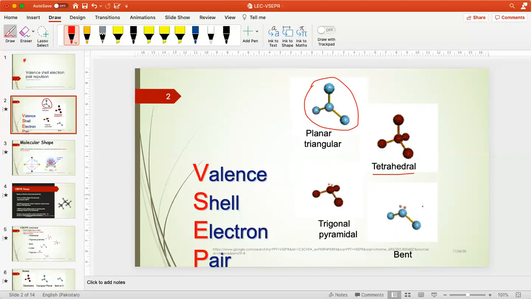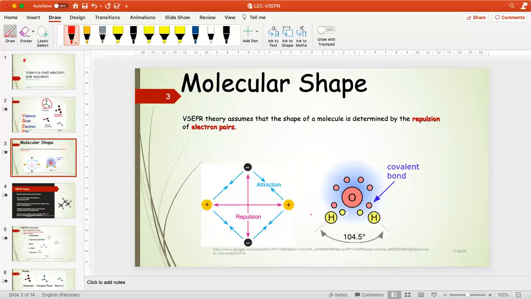Now again we come over here, you see that there are total 3 attachments to the center. 2 are these, and 1 is the lone pair. Basically, there are three attachments, and there are two lone pairs here, you can see. So the structure will be a bent structure. Next, let's have the molecular shape. VSEPR theory assumes that the shape of the molecule is determined by the repulsion of electron pairs.